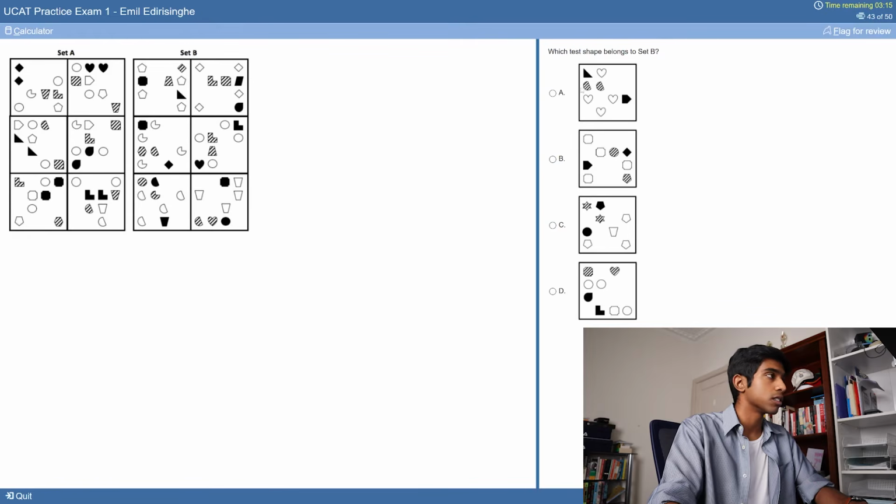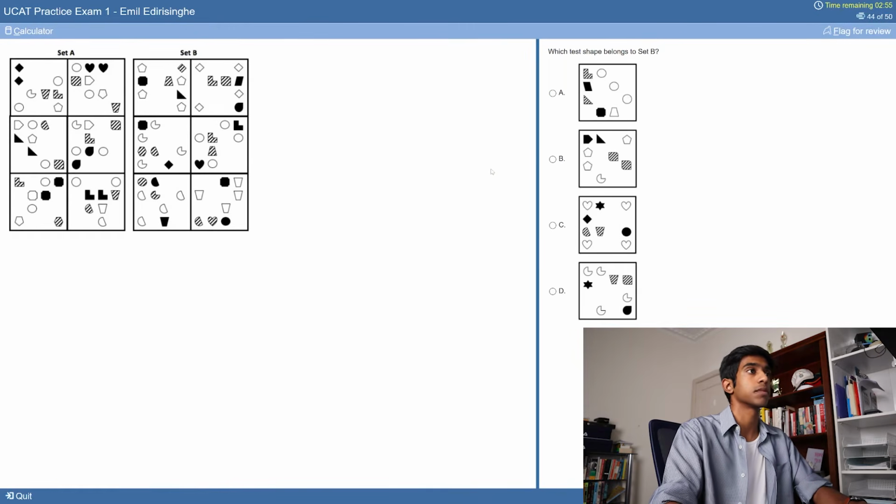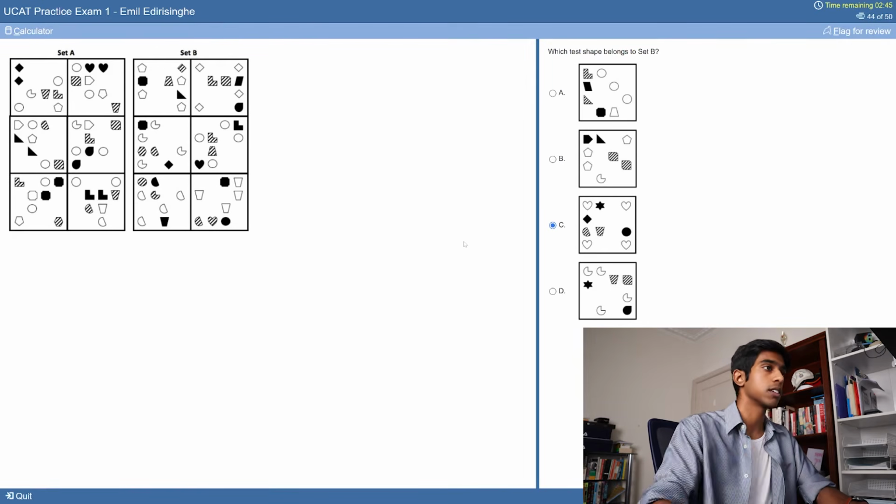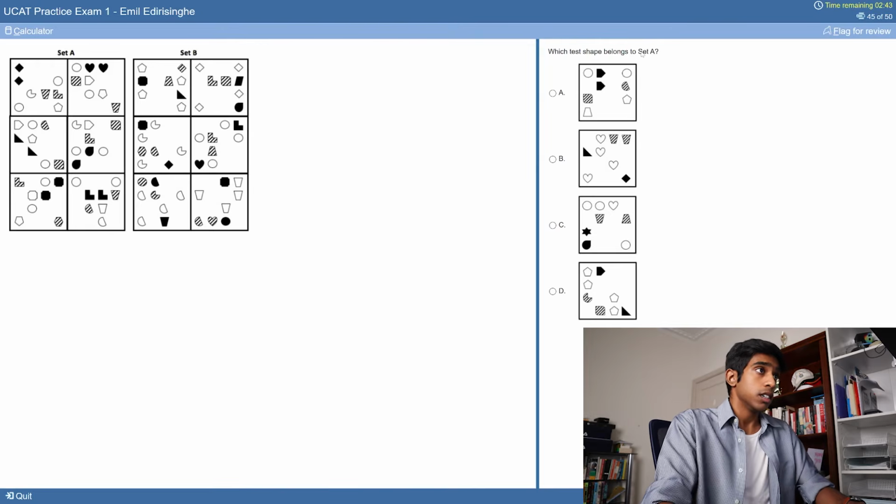Set B, you've got the striped ones have an even number of sides. The white ones have an odd number of sides. The striped ones are always next to each other. So it's going to be this or this. I think it's going to be this. Yeah. Set B, always together. Yeah, so I think it's C. Yeah. Okay. Set A, it's going to be A.